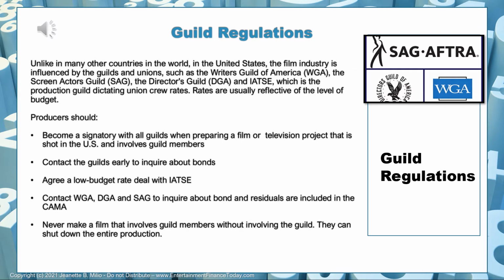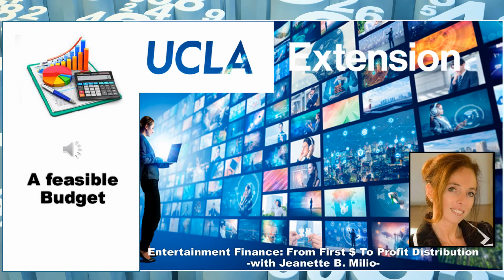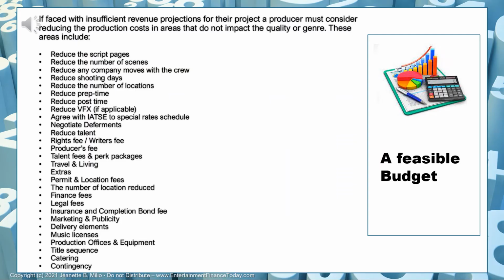Never make a film that involves guild members without involving the guild, because they can come and they can shut down your production. We talked a lot about feasible budgets, but how do we actually get our budget to be feasible? If faced with insufficient revenue projections from the international distribution revenues, a producer should consider reducing the production costs in areas that do not impact the quality of the production or the genre.